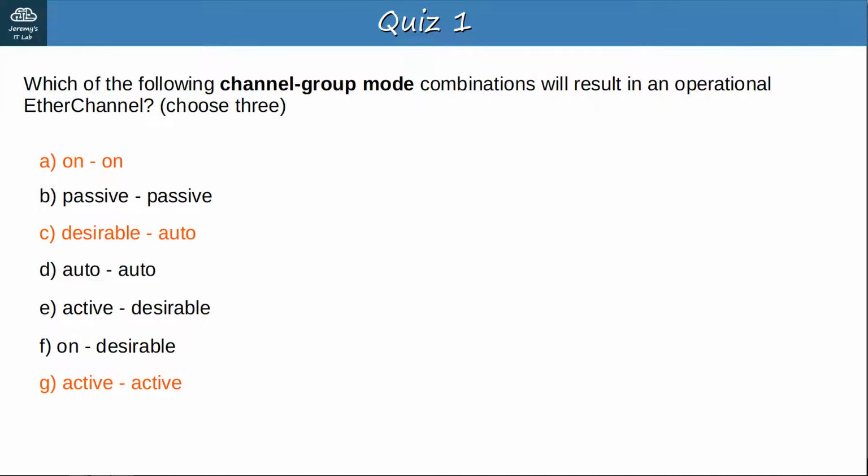B, passive, won't create an EtherChannel because LACP passive mode doesn't actively try to form an EtherChannel. Same for D, PAgP auto mode doesn't actively try to form an EtherChannel. E, active, desirable, and F, on, desirable, mix two different EtherChannel modes, which won't result in a valid EtherChannel configuration. Let's go to question 2.